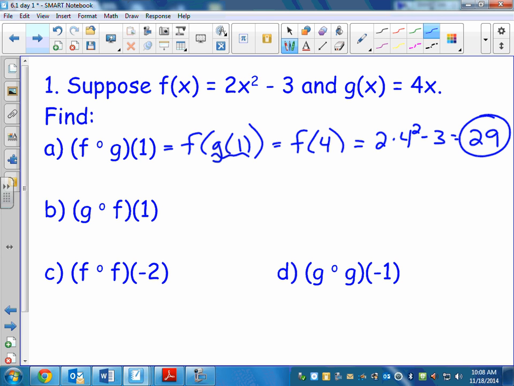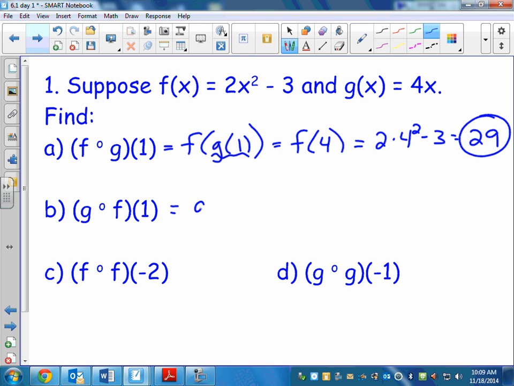I could actually even have you find f of g of f of something, right? I could make you do it 3 times. But you start with the inside function, do the outside function. Important to know that composite functions are not commutative, which means order matters. It matters which one's on the inside.